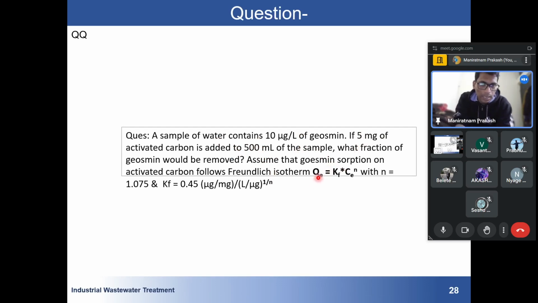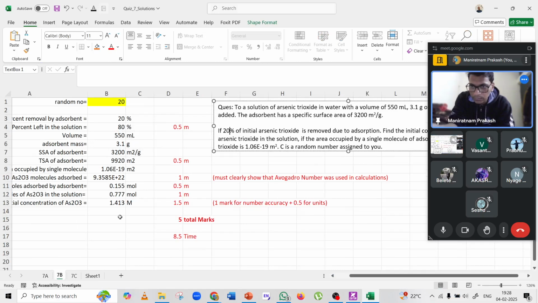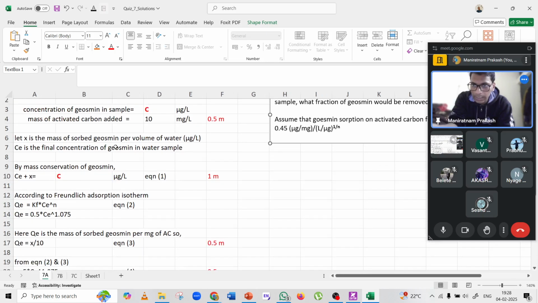In this equation, I will put QE as kf into CE to the power n, that is 0.45, and n will be 1.075. I have written just Q, but that is also QE. Those equations will be matched, and we will solve it for CE. You can see that for solving this I have used Excel. This question was from when I was doing my masters, asked to solve in one of the exams.